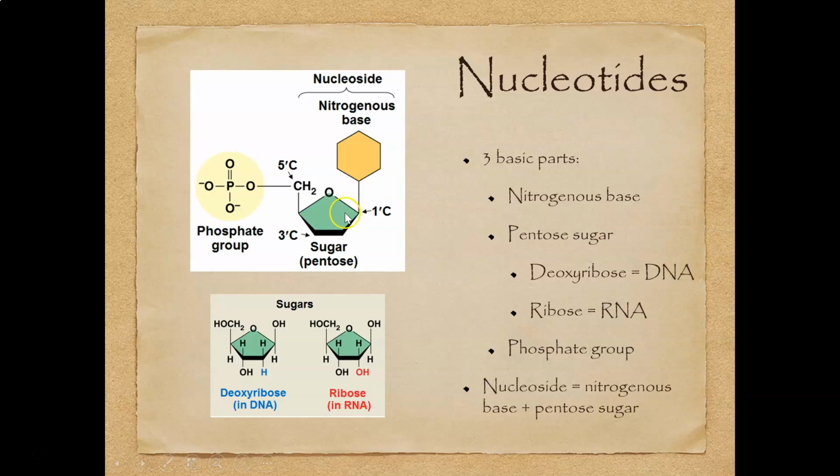You have a pentose sugar, right? Pent means 5, so a 5-carbon sugar. 4 of those carbons are here in the ring itself, and the 5th carbon's out here. And then off of that 5th carbon is a phosphate group.